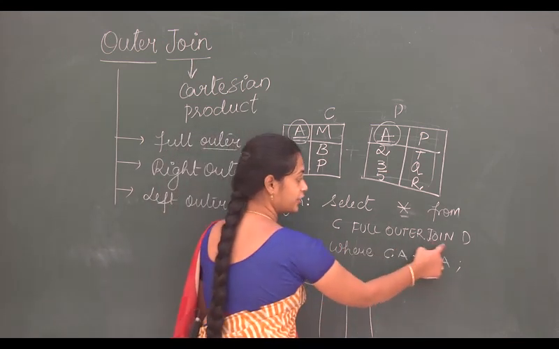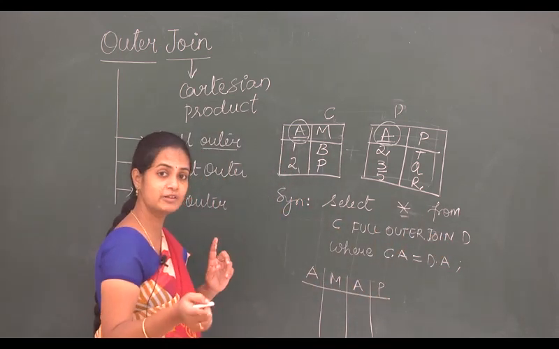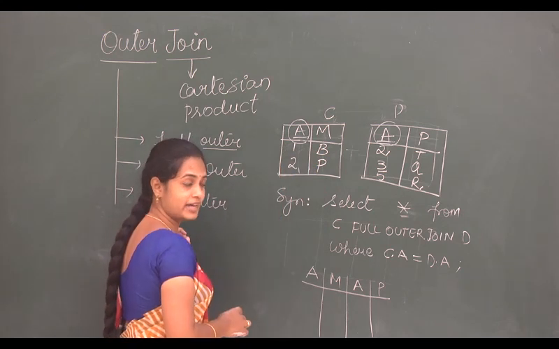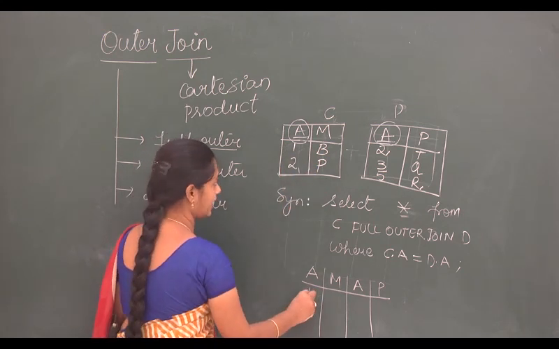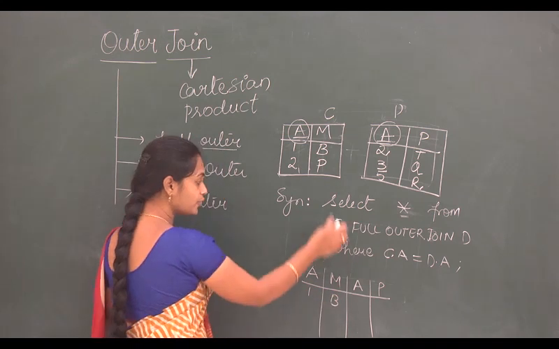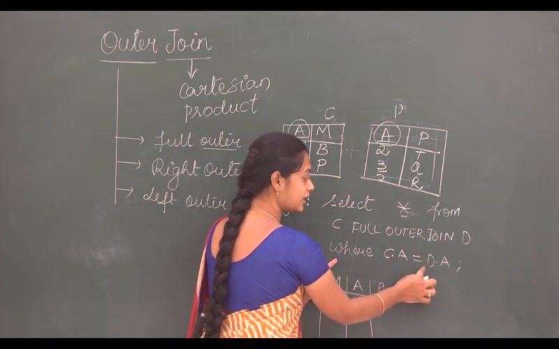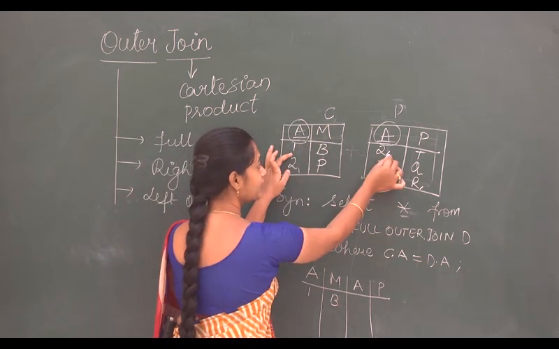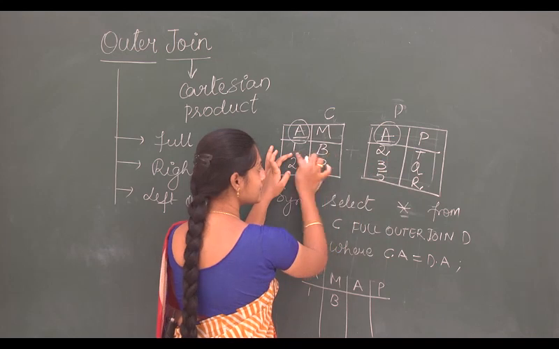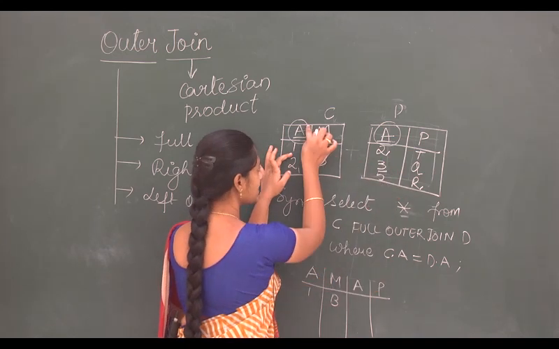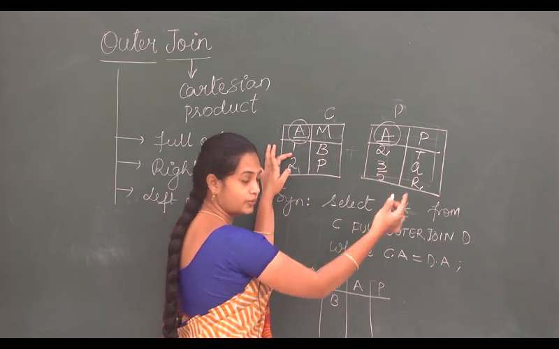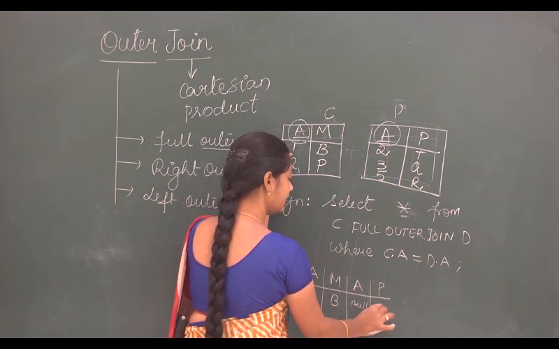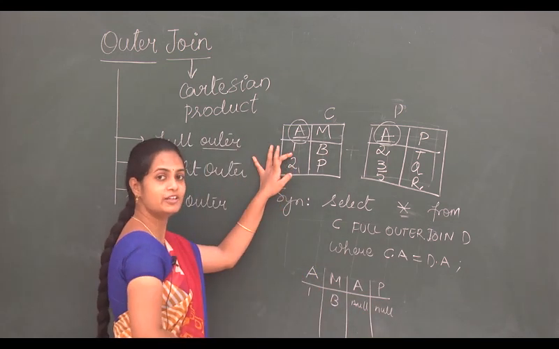Now you need to perform full outer join. How will it perform? See here. What is the first attribute? What values here? First attribute values A and B. Do you have any condition C dot A equals D dot A? What is C dot A here? 1. And it will check whether this value exists or not. So is C dot A equal to D dot A? No. Simply it will retrieve null values here.